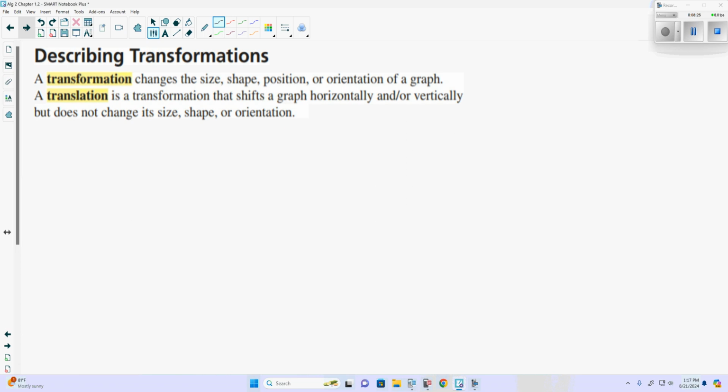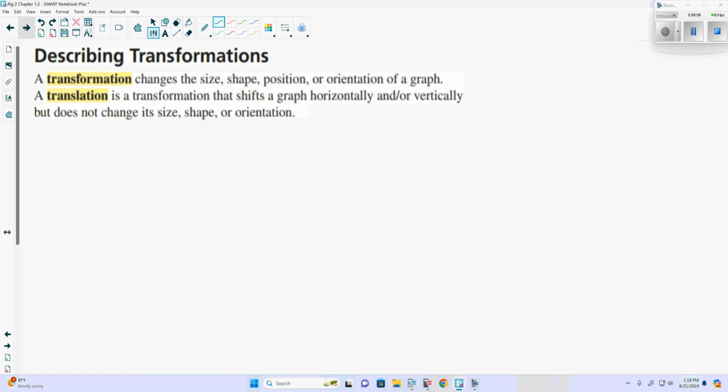So this is our next slide on the back of that first page. The transformation changes size, shape, orientation, or position of a graph. Up, down, left, right, make it bigger, smaller, stretch it out, stretch it tall. That's a transformation. A translation is a transformation that shifts the graph horizontally, up and down, left and right, vertically, up and down, horizontally, left and right, but does not change its size, shape, or orientation. All we're doing is just moving it around the graph. We're not changing anything about it. We're just moving it up, down, left, right. Everything else stays the same. Okay?